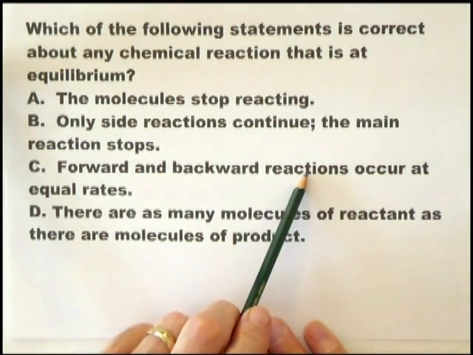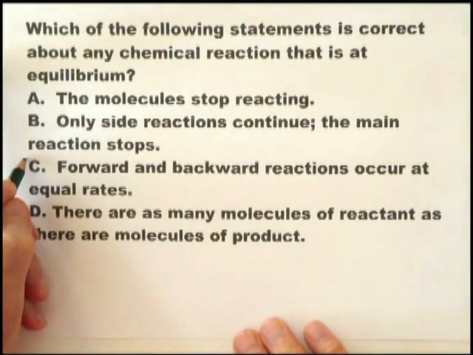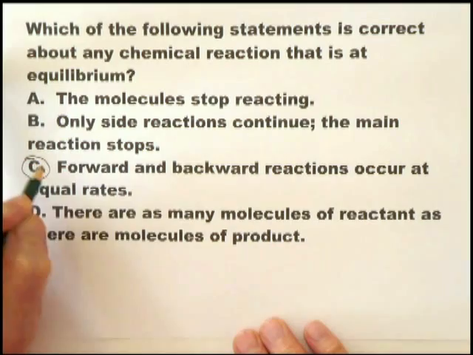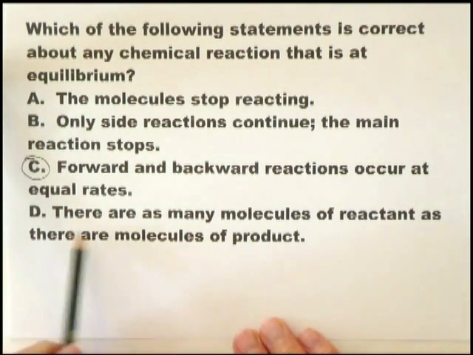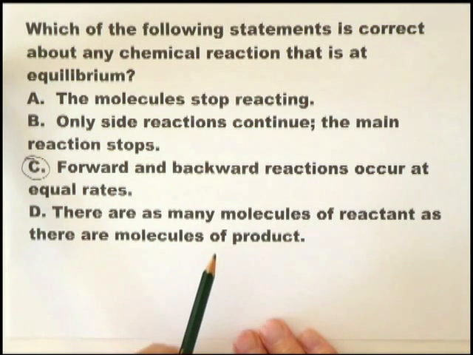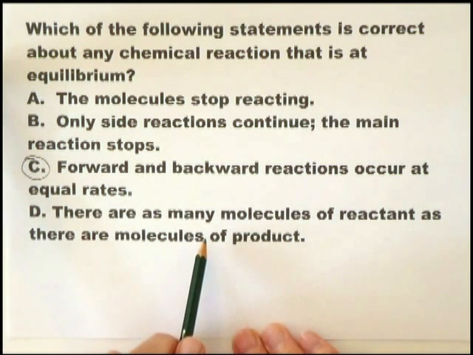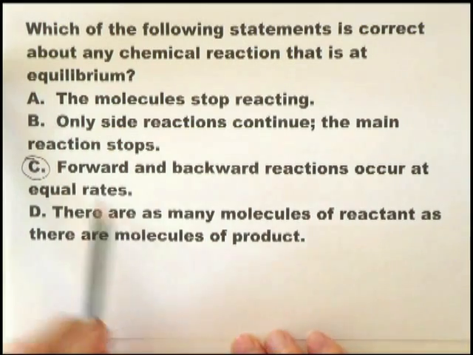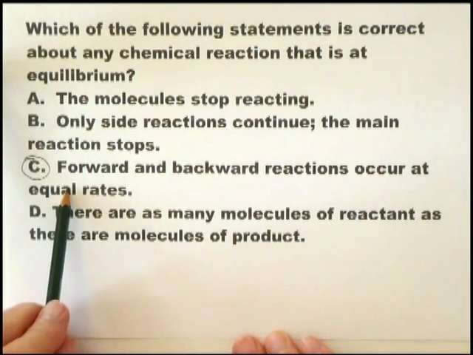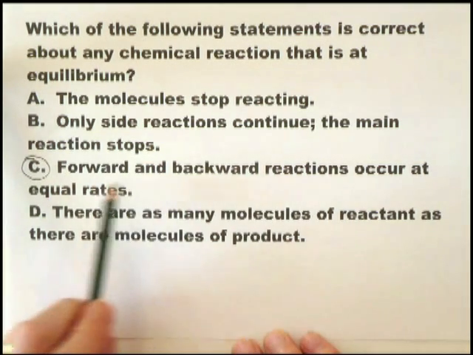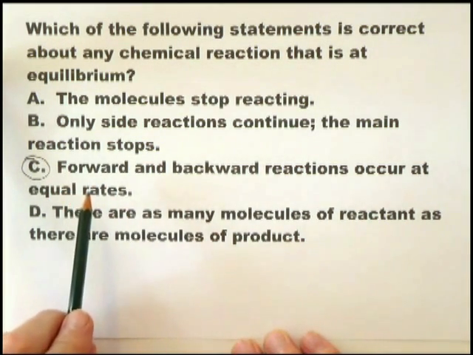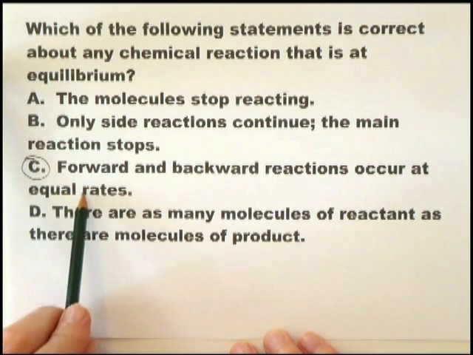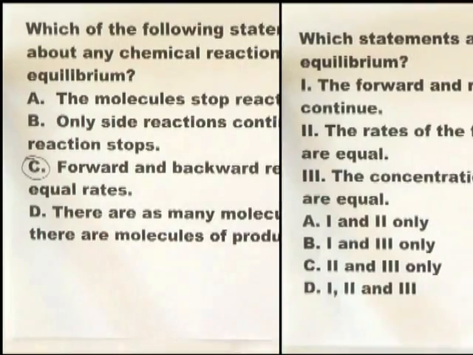Forward and backward reactions occur at equal rates? Yes, that is true. There are as many molecules of reactants as there are molecules of product? No, I dealt with that in an earlier question, that is rarely true. Only in specific situations would that one be true. So, forward and backward reactions occur at equal rates. There are different ways of phrasing this statement, but as soon as you see it, you must be able to recognize that it is true.